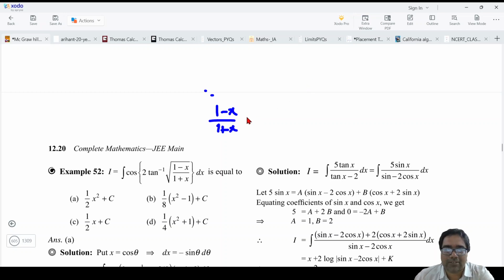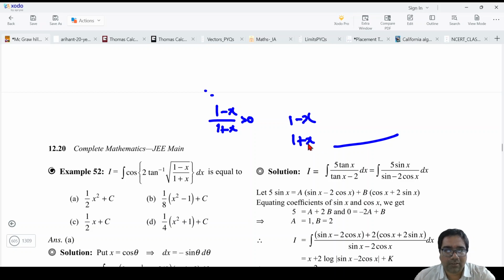So now tell me if this has to be positive. First of all, this is under a square root, so this has to be positive. If this has to be positive, then x should lie between what and what? 1 minus x and 1 plus x. Agreed? When is this positive?